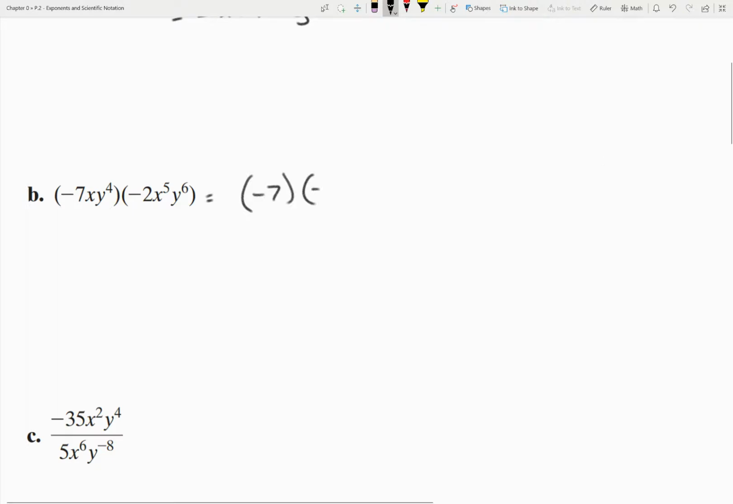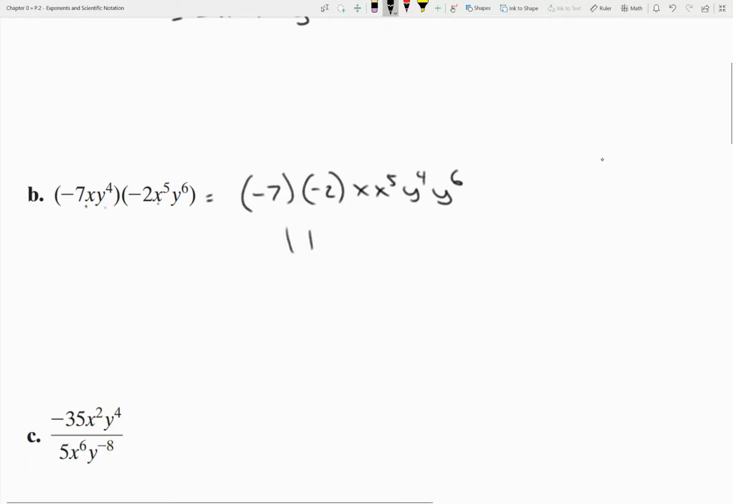We take the -7, we multiply it by the -2. I take the x and I multiply it by x to the 5th. And I take the y to the 4th, and I'm going to multiply that by y to the 6th. And that's all I'm doing here, I'm just putting the same stuff together.